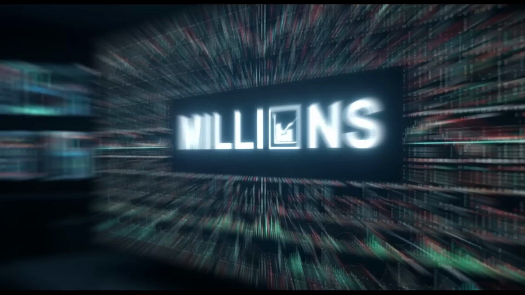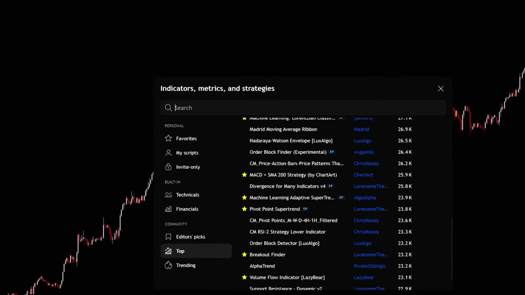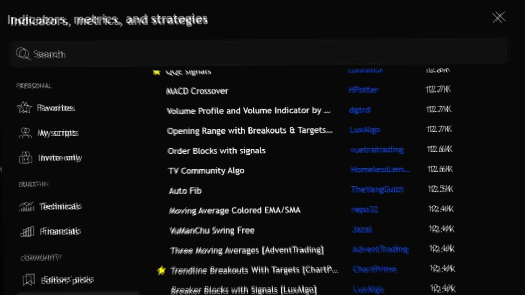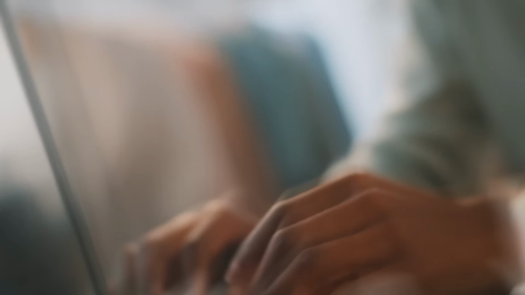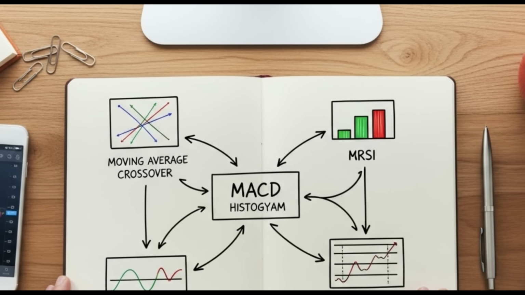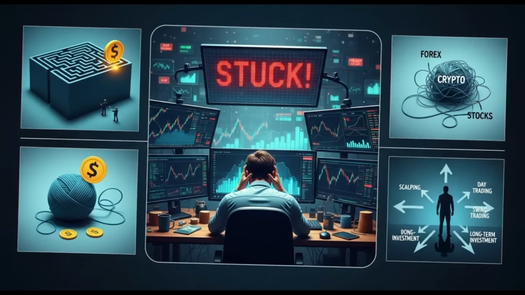Let's just be honest. TradingView has like a million indicators. I mean, seriously. You open the menu and it's like drinking from a firehose of options. Overwhelming, right? But here's the real deal. Finding a few that actually work together and give you a strategy that actually makes sense, that's the part most traders get stuck on.